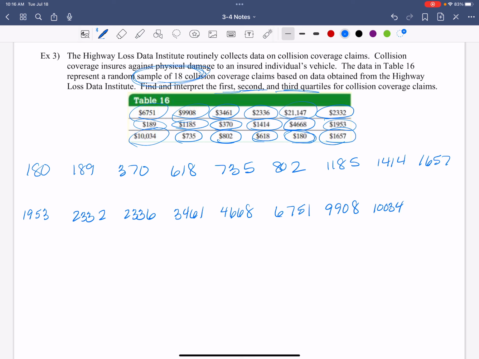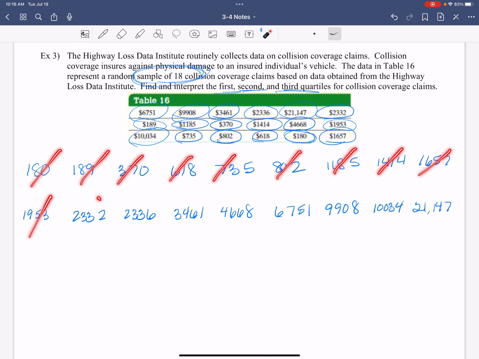And then the 21,147. Okay, now we have 18 pieces of data. Let's check it to make sure that we did it all correctly. 1, 2, 3, 4, 5, 6, 7, 8, 9, 10, 11, 12, 13, 14, 15, 16, 17, 18. Okay. So we're good to go.